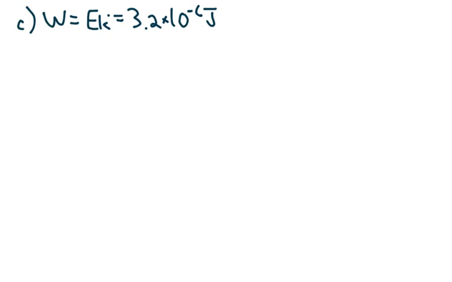Knowing that we actually know the kinetic energy as well as the work, we can use the kinetic energy equation, because EK equals half mv squared. The mass for kinetic energy has to be in kilograms. We have 0.5 grams, so we need to divide that by 1,000. And v is what we don't know, what we're trying to solve for.